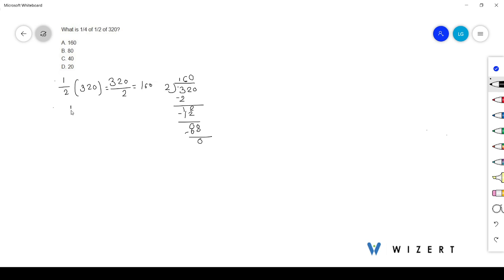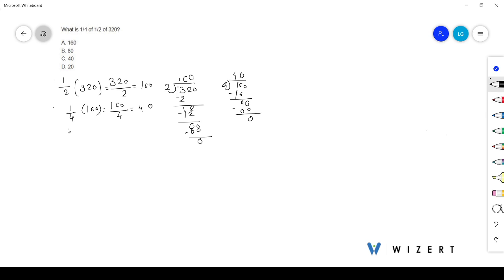Now let us find the 1/4 of this 160. That is 160 divided by 4. 160 by 4 is 4 4s are 16, 0. Let us move this 0 down. 0 divided by 4 is 0. So here it is 40.